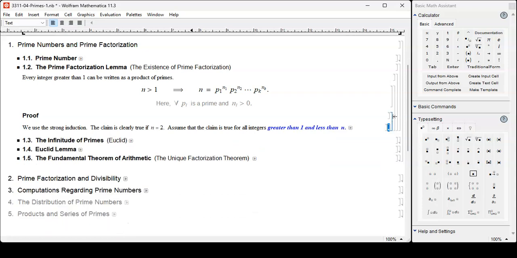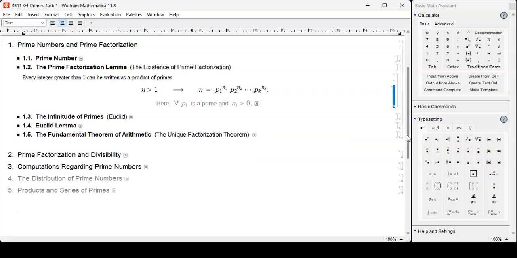Okay, so much for the proof. Now, before moving on, let me make one more comment here. We just proved the existence of the prime factorization. We just proved that prime factorization is always possible for any integer greater than 1. Now here's another question. Is this expression unique? Or are there multiple ways to have prime factorization with different primes and powers?